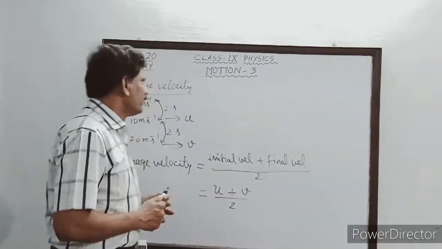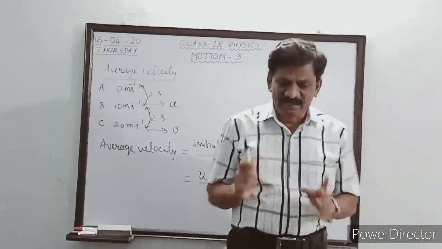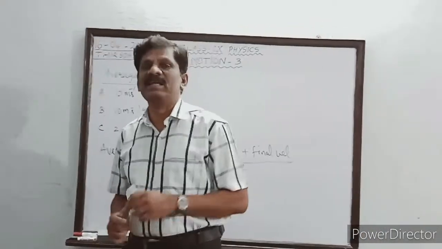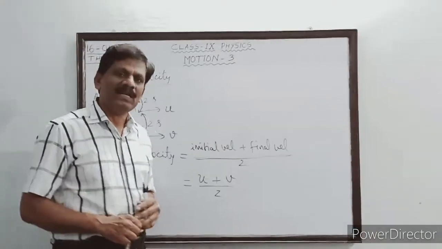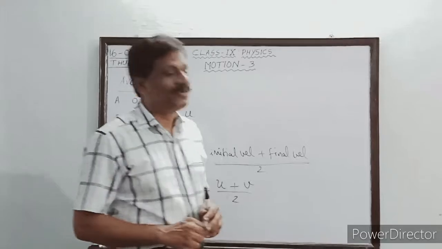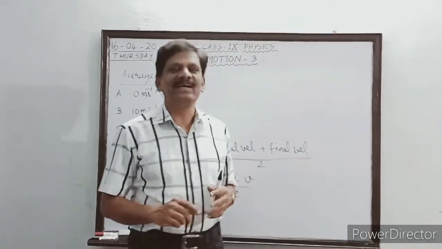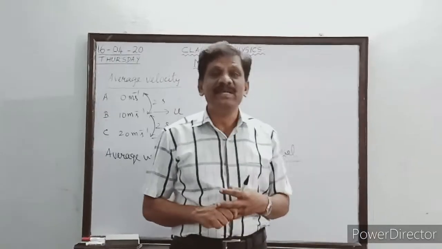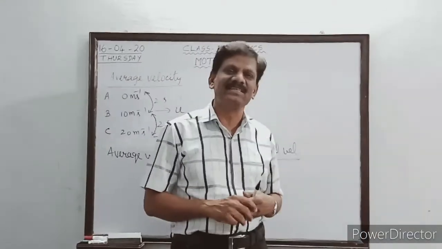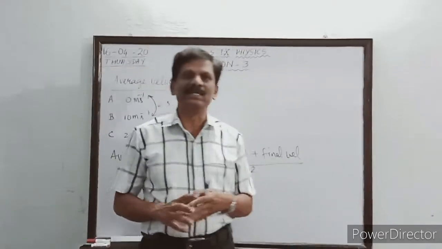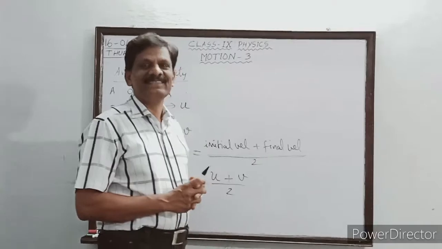Okay, good. Finally, how did we define average velocity? Average velocity of a body is defined as the ratio of the total displacement to the total time taken. I hope you have understood. So far we have studied speed and velocity. Speed is a scalar quantity because it does not have a fixed direction, and velocity of a body is a vector quantity because it has a fixed direction.